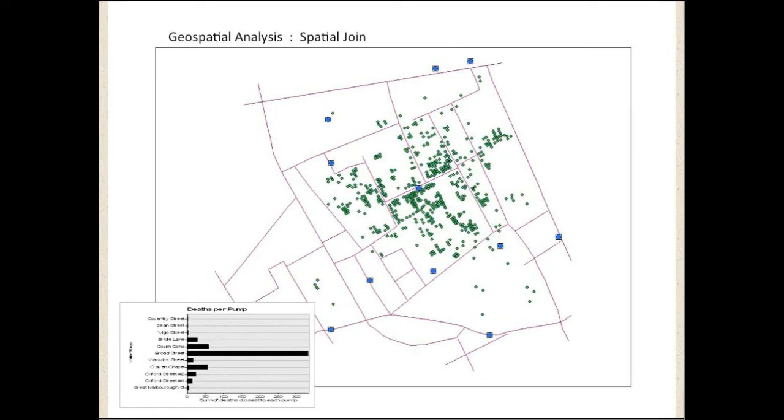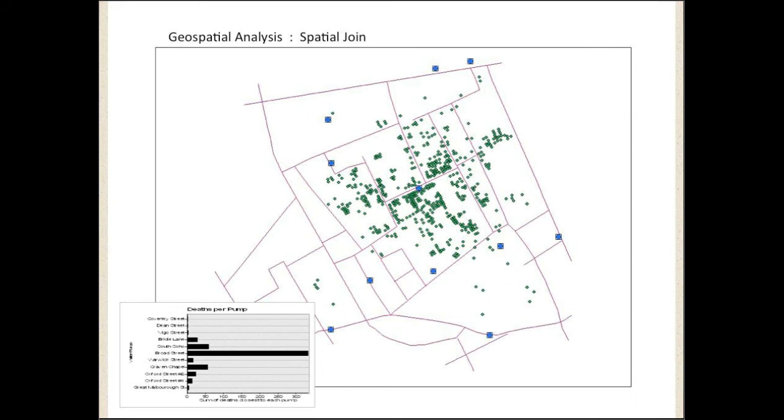So we'll use the spatial join function to identify the closest pump to each death point, and then the tool will add an attribute field to the pump data set that contains a count of how many deaths are closest to that pump than to any other. This data can be displayed as a table in this case, or it could be used to control the symbology of the pump symbols.